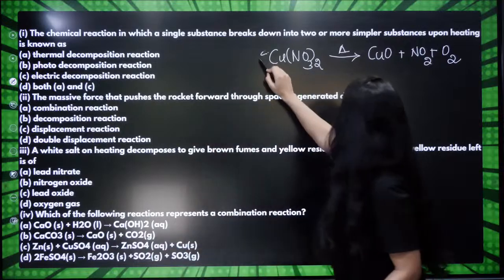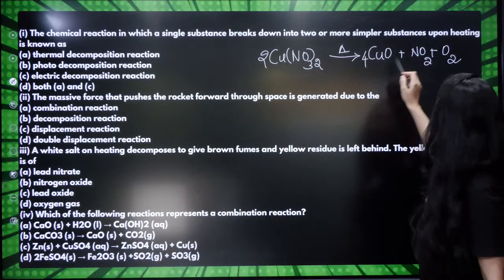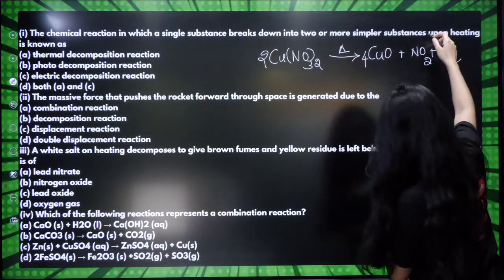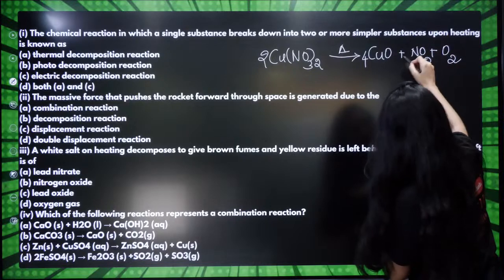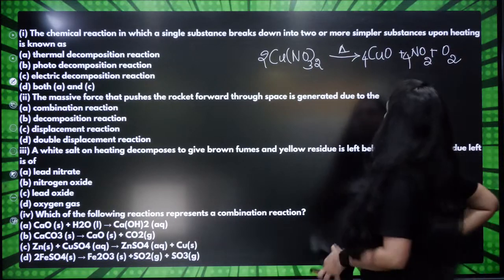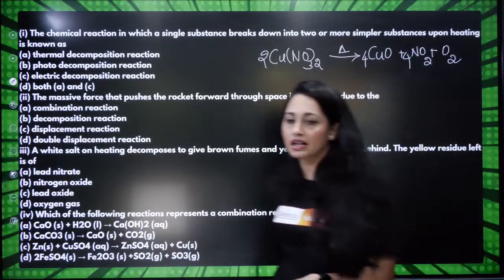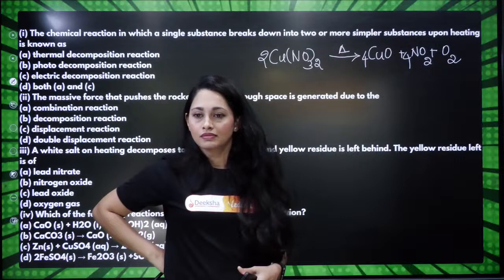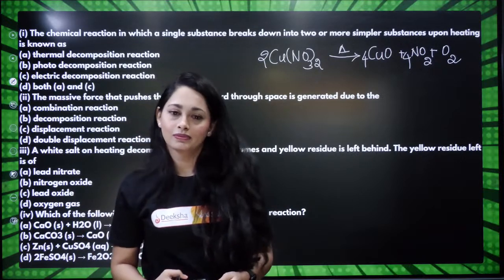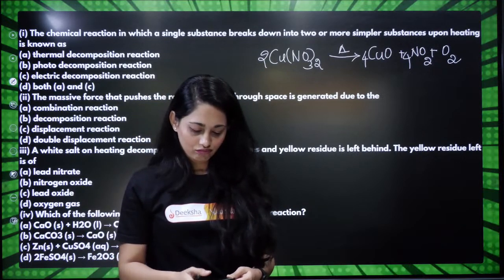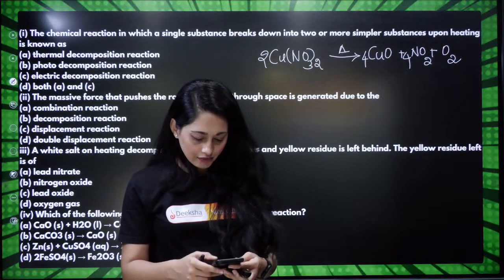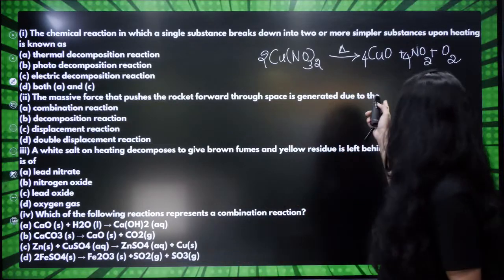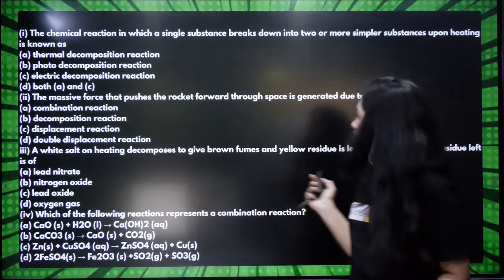The balanced reaction is this: 2 Cu(NO3)2 gives 2 CuO plus 4 NO2 plus O2. This is the answer. Understood everybody? I will show you the questions first. Yeah, copper oxide is black in color.